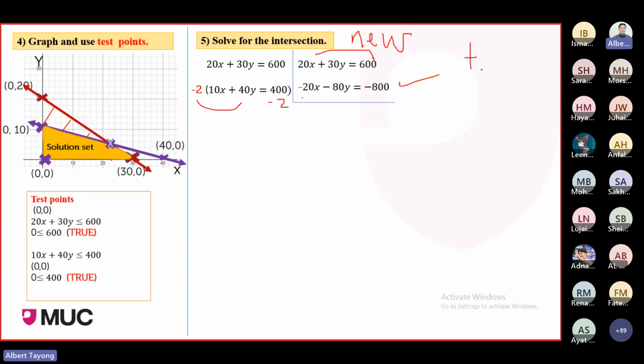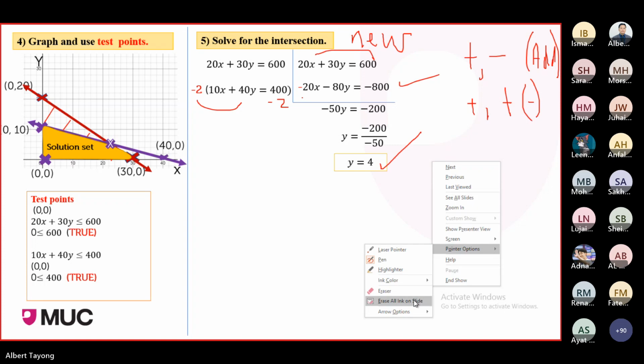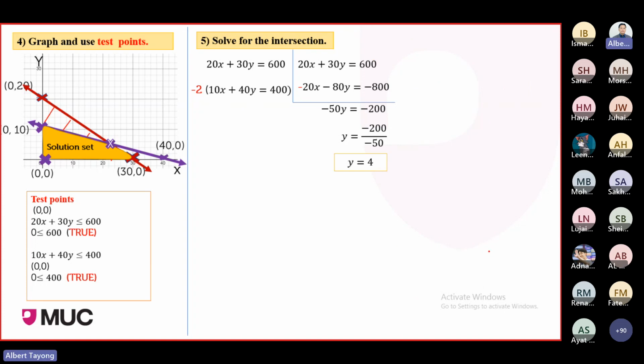So now we can add, because we have 20 and -20. If the signs are different, like this, add. If it's the same, plus plus or minus minus, you have to subtract, okay? So we are going to add. This will become 0. So this is negative 50y equals negative 200. So we divide both sides by negative 50, y is equal to 4. Okay, so we can now find x. So we're talking about this. Our y here is equal to 4.